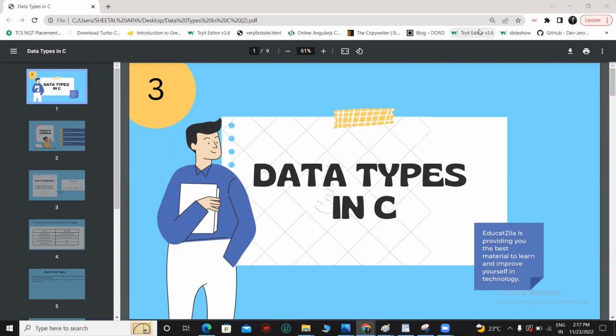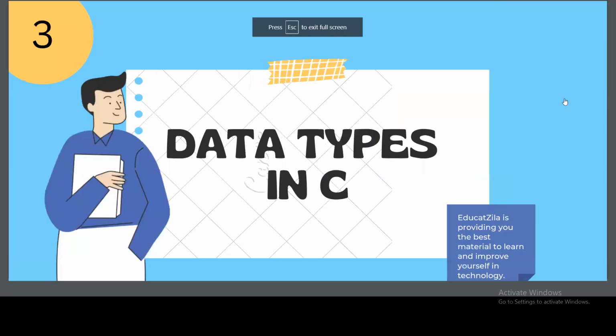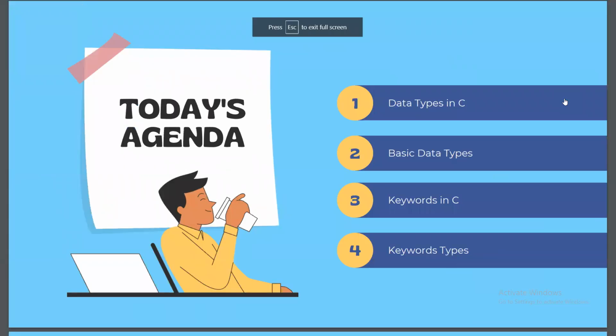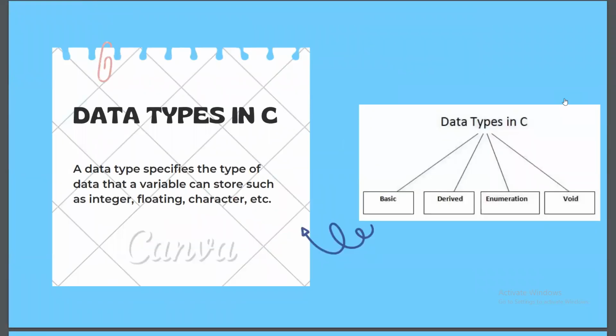So today we are going to learn data types in C, and it's the third part of the C programming language. Let's see today's agenda. Today we will cover data types in C, basic data types, keywords in C, and keyword types. So let's start with data types in C.